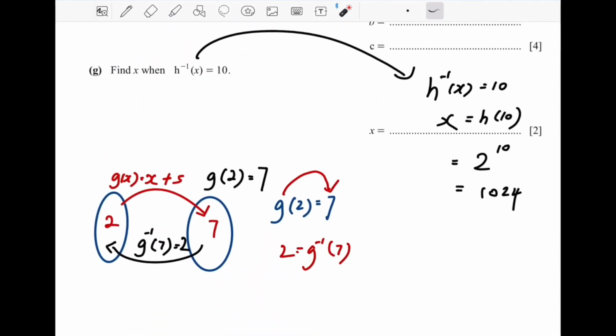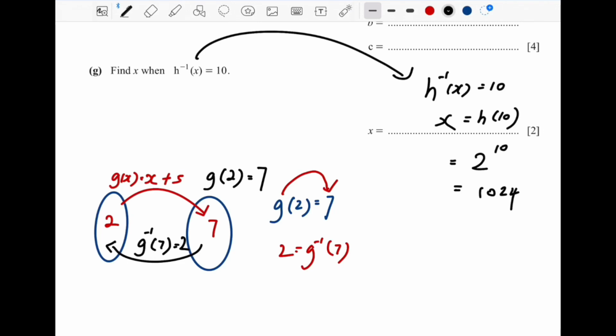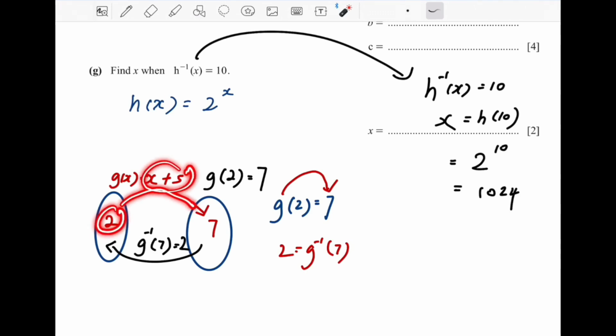Okay, find h. Again, I'm going to show you that h(x) is 2 power x. We're not going to do log here. So I just want you to understand the concept of this. I'll give you a very good example. This is just an example. If this is input 2, and your function is x plus 5, 2 plus 5, your output will be 7, right?